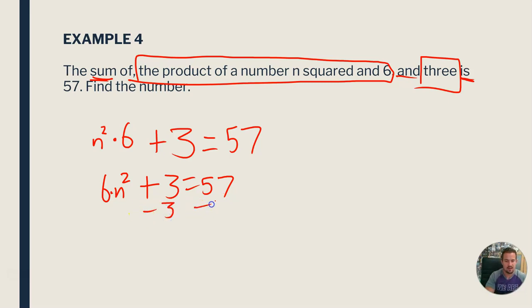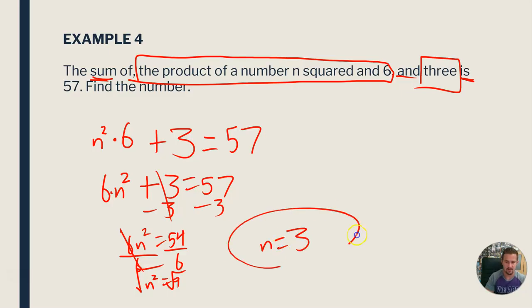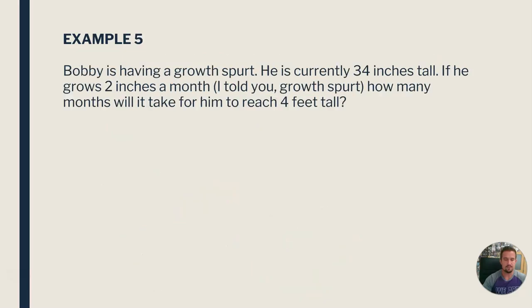I'm going to go ahead and subtract 3 on both sides, giving me 6n squared equals 54. I'm going to divide by 6 on both sides. It's going to give me n squared equals 9. And how do I undo squaring something? I square root. So the square root of 9 is 3. And technically you could probably write negative 3 here too, because negative 3 squared would also give me a positive 9. Okay? So there you go, example number 4.